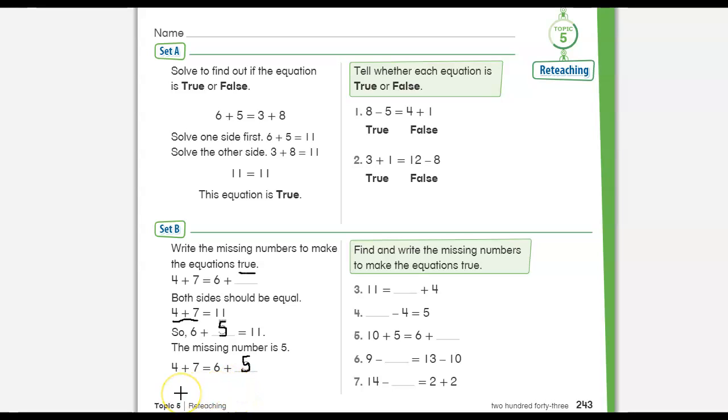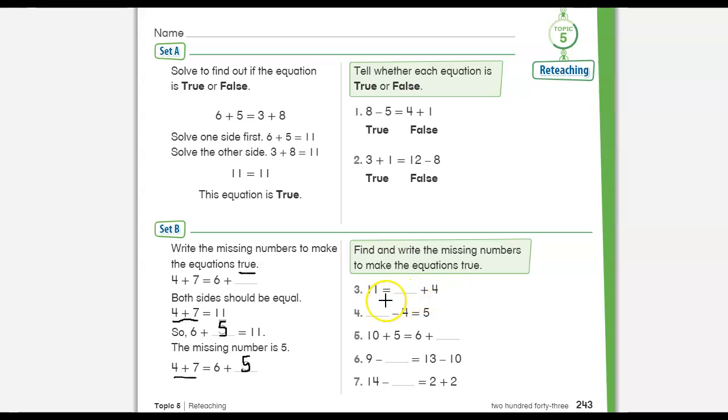So when we're working with these kinds of equations, we'll look at the side without the missing number, see what it equals, and then see what we need to add or subtract to make both sides equal. So let's look at our problems. On numbers 3 through 7, you will have to find and write the missing numbers that make each equation true.